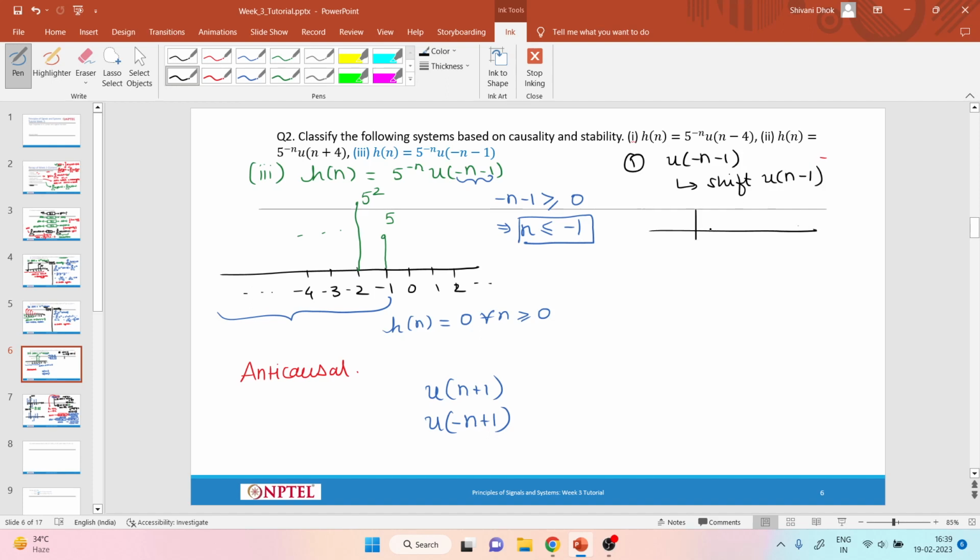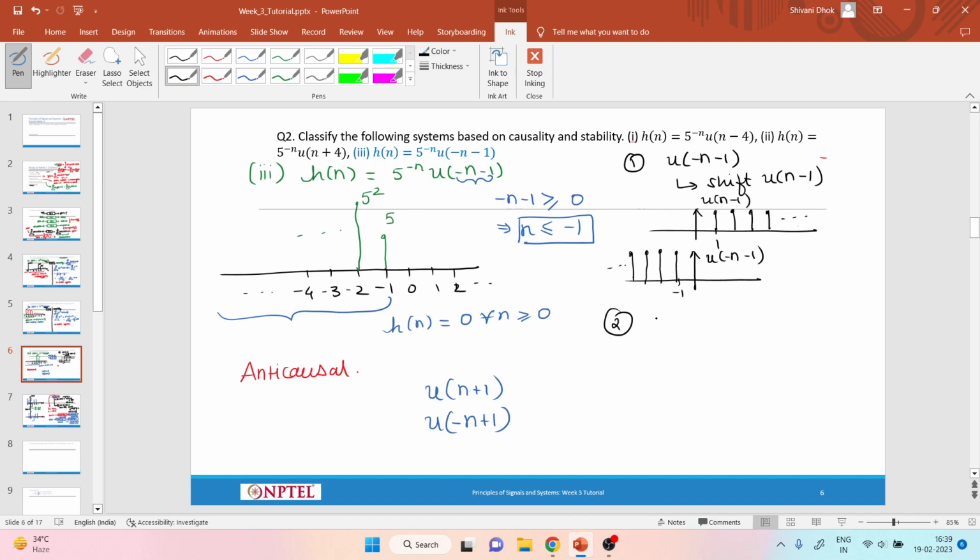So what will that be? It will start with 1, and it will be like this and so on. So this is my u of n minus 1. And after that I'll flip it. Then this 1 which was present at 1 will now be available at minus 1. So this is the signal that I'll get, which is u of minus n minus 1.